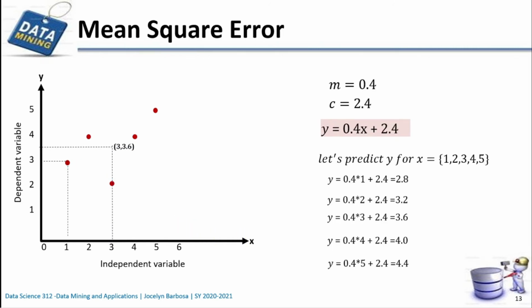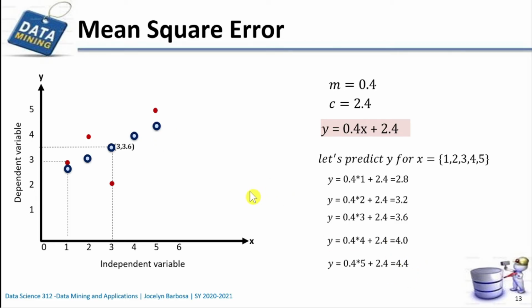Okay, so now that we have come up with this equation, y is equal to 0.4x plus 2.4, we can now predict y for x equal to 1, 2, 3, 4, and 5. Substituting the values here, at x equal to 1, the predicted value of y is 2.8. If the value of x is 2, then y is 3.2. If it's 3, the value of y is equal to 3.6. If the value of x is 4, then we have 4.0, and then finally we have 4.4.